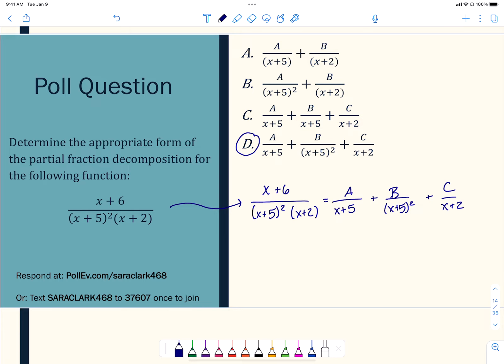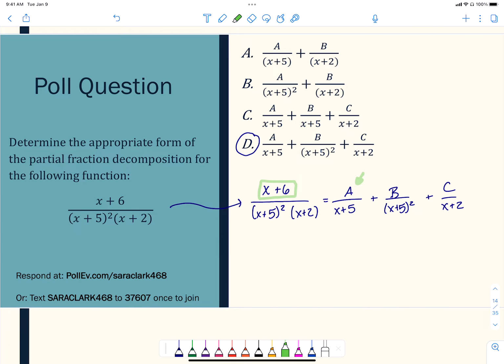So our answer here for our setup is B. And it is definitely possible that this term is not going to be needed, that first one. And if that is the case, we will get A being 0. But it is very possible we do need that term. And that's how it helped us get our x plus 6.